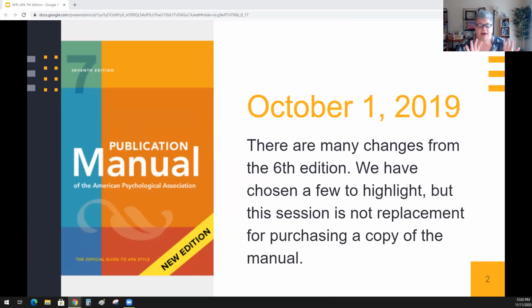But this session is no replacement for actually buying the manual. We'd encourage you to purchase the manual, which came out October 1st, 2019, and can be gotten anywhere where you can buy books. As far as I'm aware, there is not an electronic version, so you would need to buy a print version.